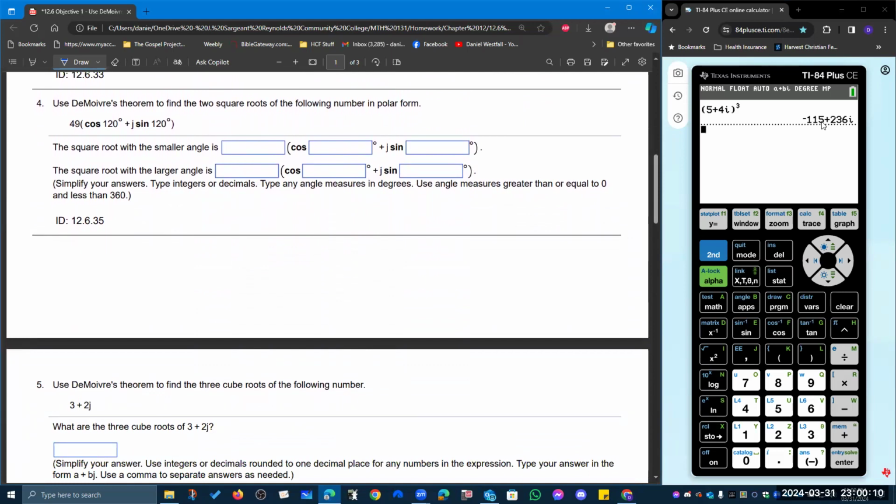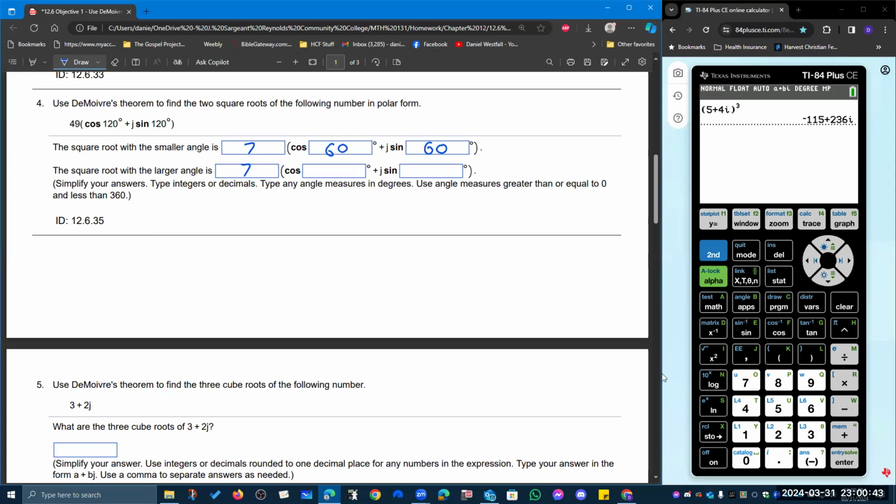All right, now let's go ahead and find some square roots. This is going to take a little bit of space. Bear with me. So what we're going to do is get the first answer from the first revolution around the circle, and then the second answer from the second revolution around the circle. We're going to get two different answers here, but they're going to have the same r value. So r is going to be the square root of 49, which is going to be 7. And then half of 120 is going to be 60.